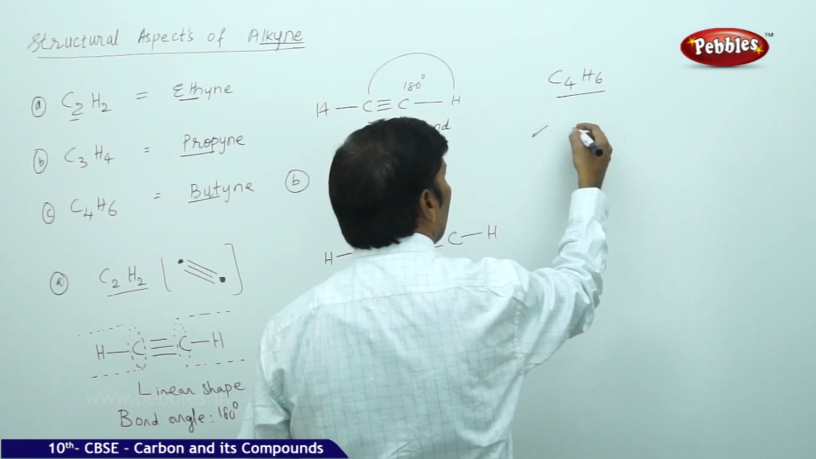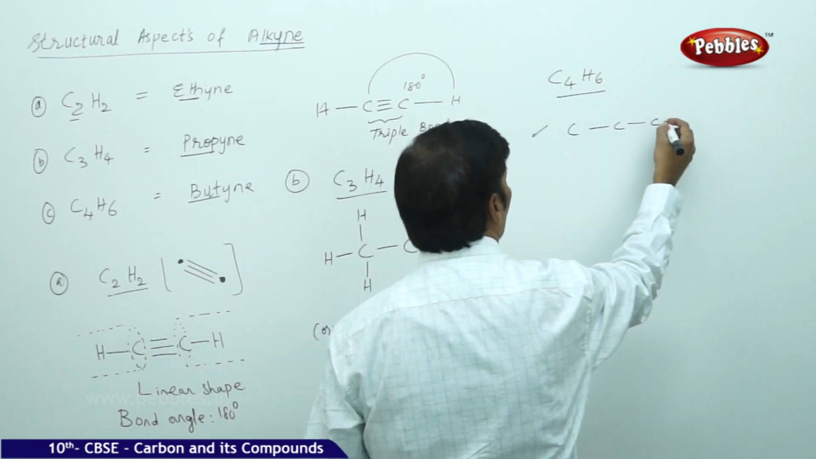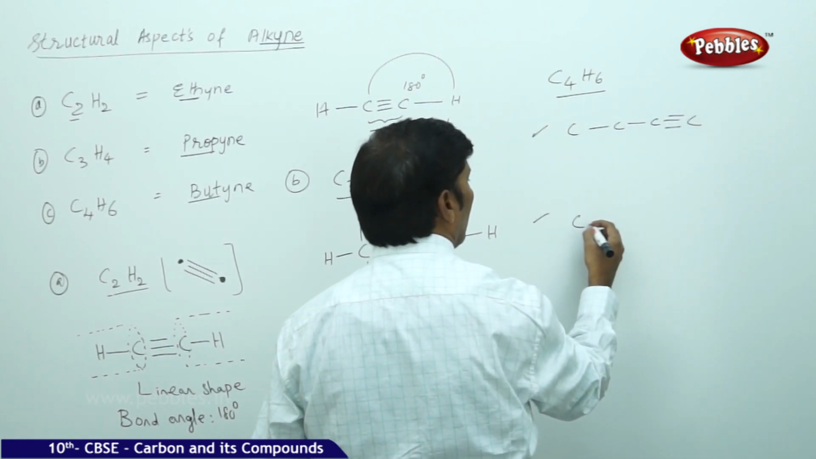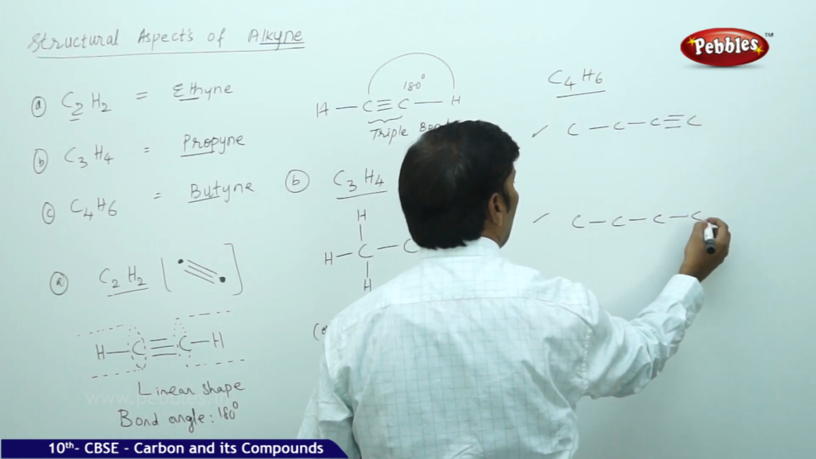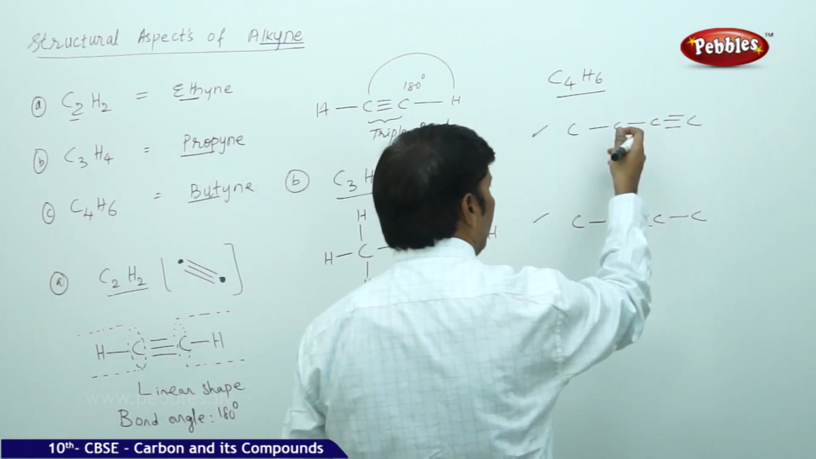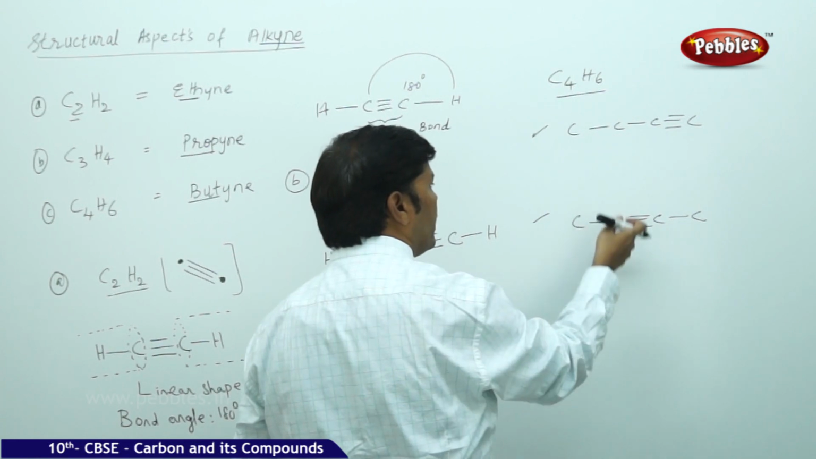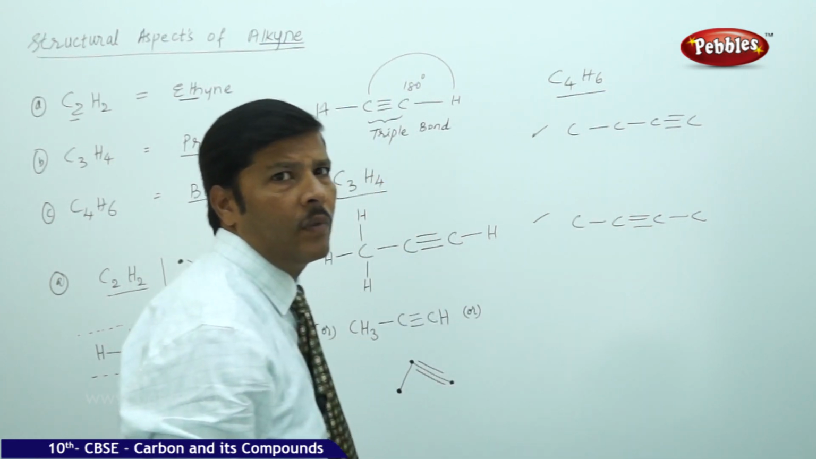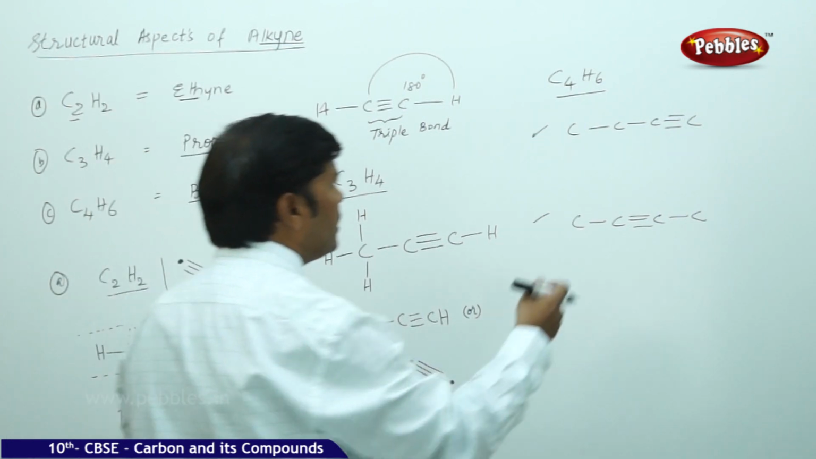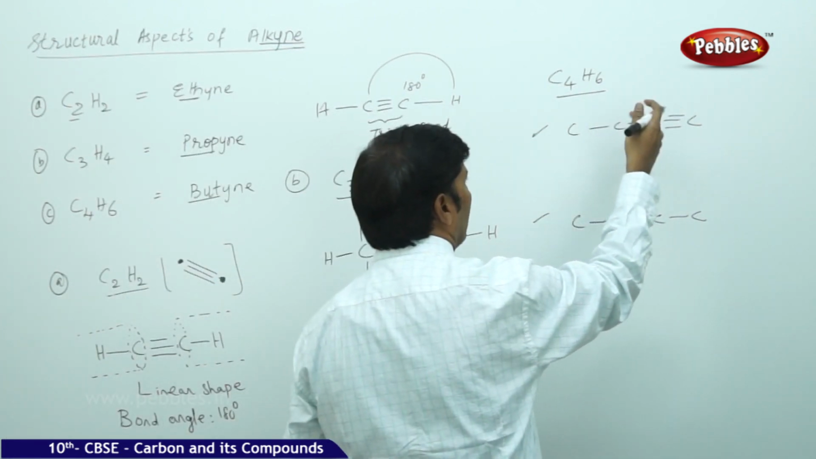One is, you can take 1, 2, 3, 4. You can create a triple bond over here. Next, 1, 2, 3, 4. You can create a triple bond over here. So what is happening? These two structures are also going to give isomerism. Alkynes give isomerism just like alkanes.